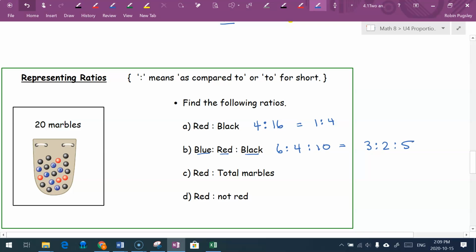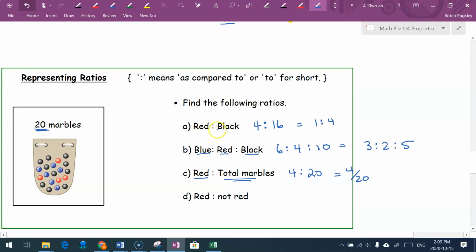Red to total number would be, well, there are 4 as compared to 20 marbles. I even told you so you don't have to count. Now, whenever the second number is a total, we call this a part to total ratio. A part to total ratio could also be written as a fraction.